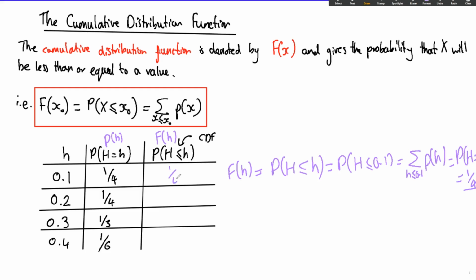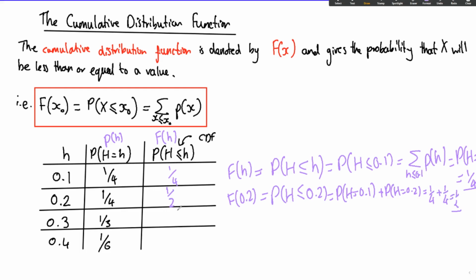Now you don't need to put all of this notation in every time. For example, here we want the cumulative distribution function of 0.2. So we can say that's the probability of capital H being less than or equal to 0.2. In other words, it can either equal 0.1 plus the probability of h equaling 0.2. In other words, a quarter plus a quarter, or a half.